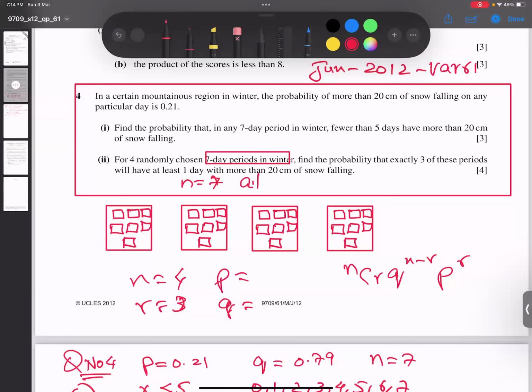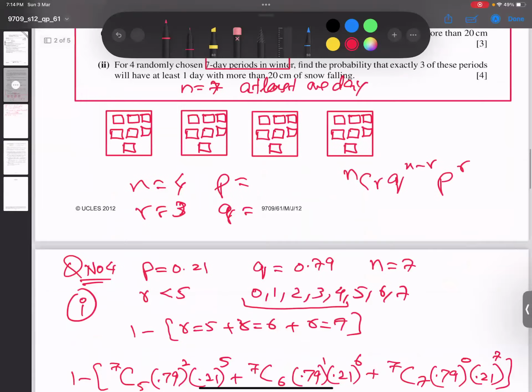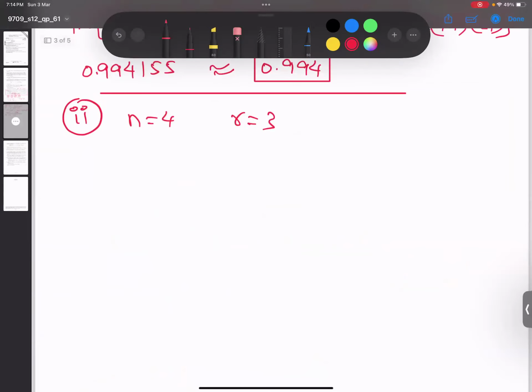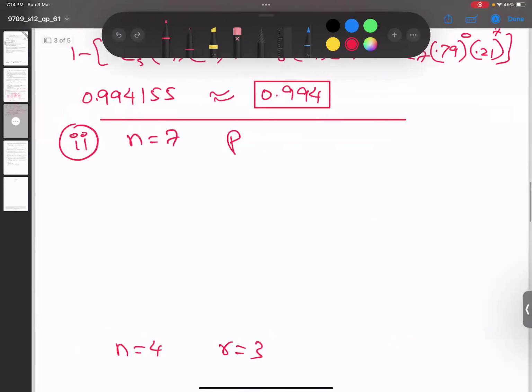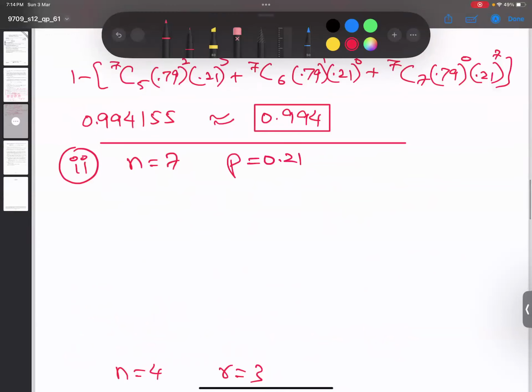Okay, at least 1 day. What does at least 1 day mean? I picked this from here, and I will use this later on. So first of all, n is 7, I talk about 1 week now. And he said the probability of snowfall more than 20 centimeters is 0.21. So we already have p for more than 20 centimeters, and q is 0.79.